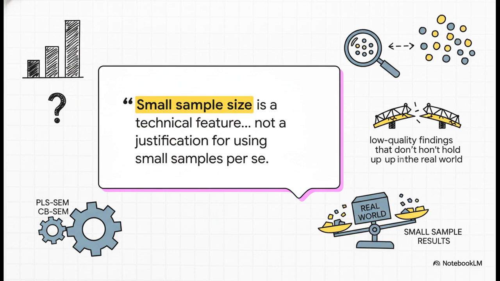While it's true that PLS SEM can technically give you results with smaller samples than CB SEM can, that doesn't mean those results are any good. A sample that's too small is still too small, and it can lead to findings that just don't hold up in the real world, no matter which tool you use.